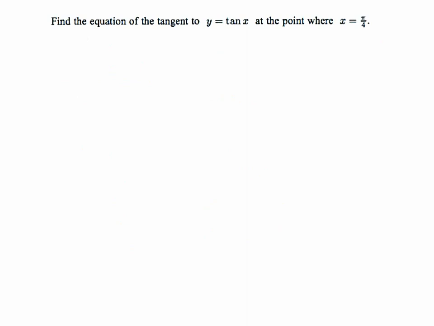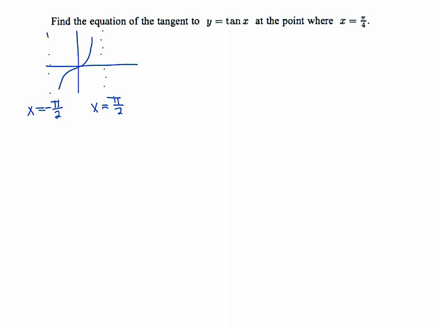Find the equation of the tangent to y equals tangent of x at the point where x is equal to pi over 4. You don't necessarily always have to draw a graph, but I find it's helpful to draw a graph a lot of times. To graph y equals tangent of x, we know we have an asymptote at x equals pi over 2, and x equals negative pi over 2. And then the graph of the tangent passes through the origin, and it looks like this.